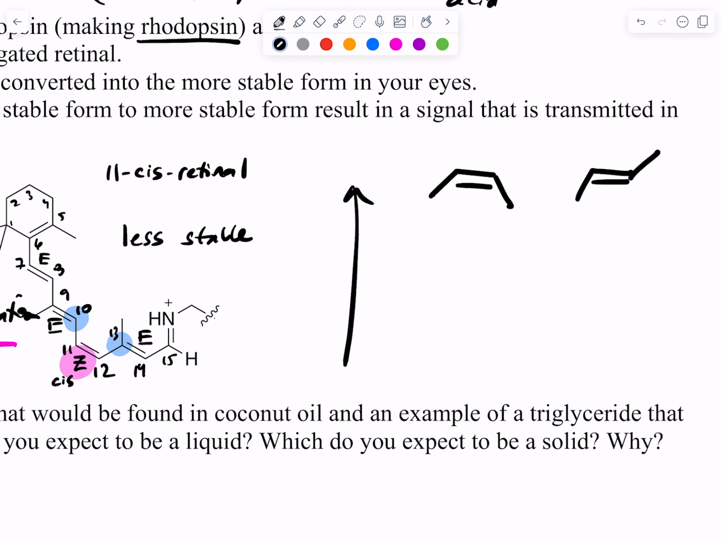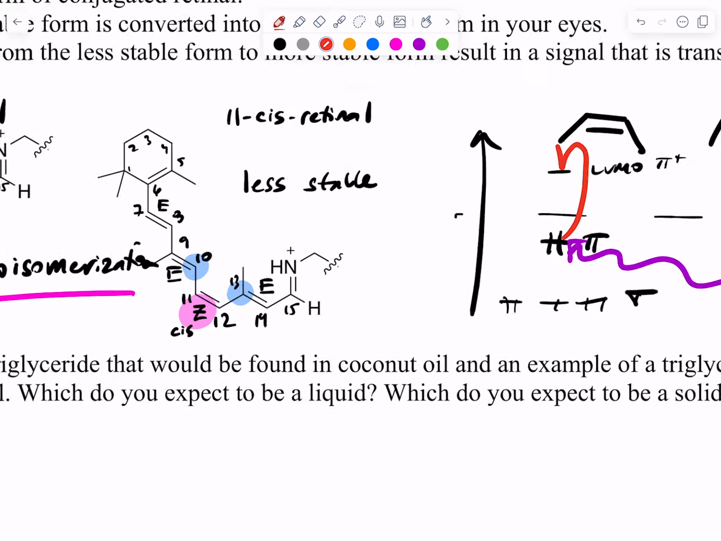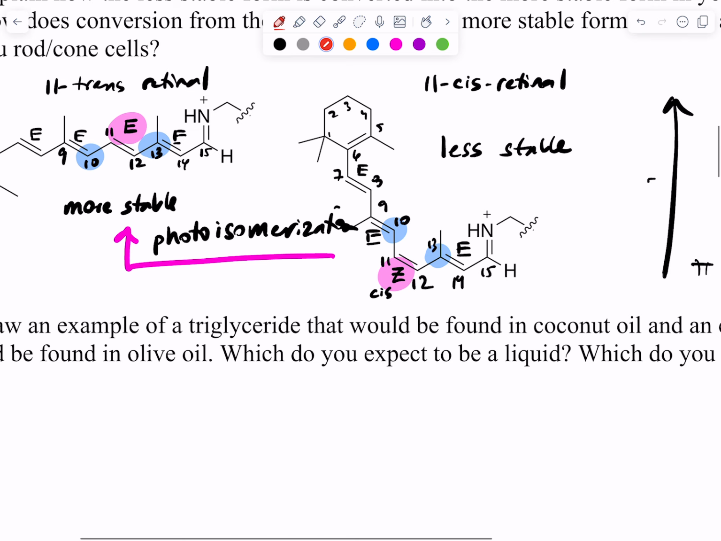Right. So in this molecule, you have a bunch of sigma bonds, then you have the pi electrons. Then up here you have the LUMO, which is the pi star. What happens when a photon of light is absorbed by the molecule and excites an electron from the HOMO to the LUMO? What does that do to the pi bond? Breaks it. Then you can rotate, right? Now this molecule, 11-cis-retinal, is special.